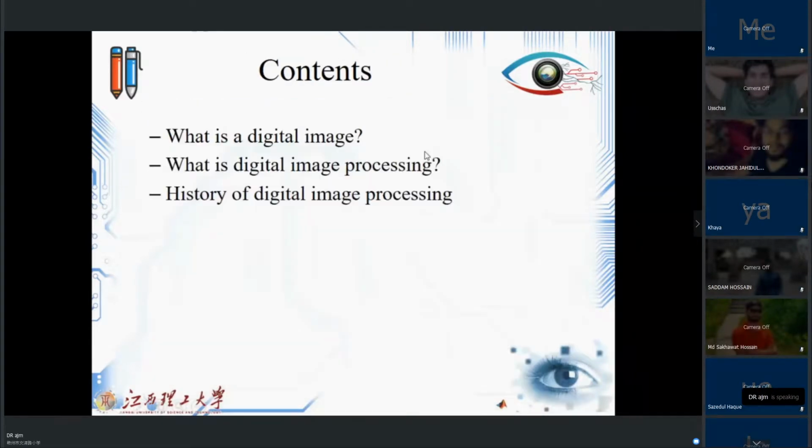What we will review today is: what is a digital image, what is digital image processing, and some history of digital image processing. I will try to cover just these three for you today.